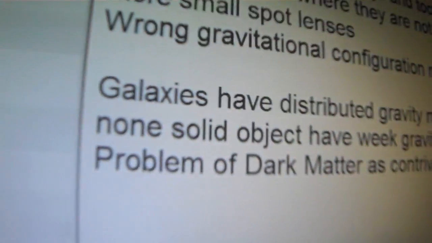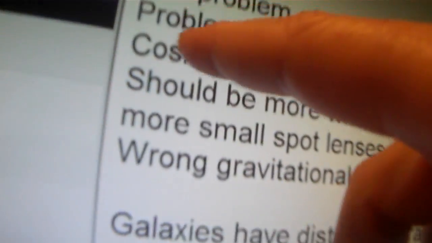Okay, so galaxies have distributed gravity, not centered. I've sort of already gone over that. I guess there's more here. The problem of atmosphere, okay. The problem of the lens shape, so I went over that.